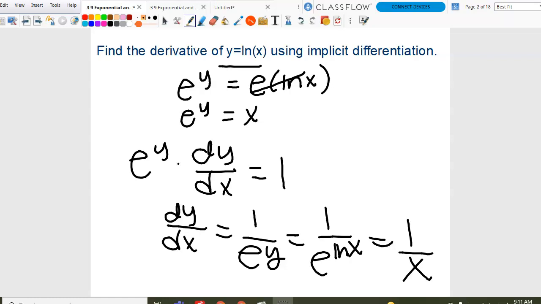Super cool though, right? Super easy. If you forget the derivative of ln x, you can always eat both sides. But you won't forget the derivative of ln x because it's like all our other derivatives. You're going to memorize it. You're going to know it.